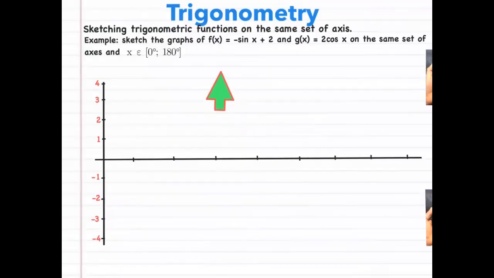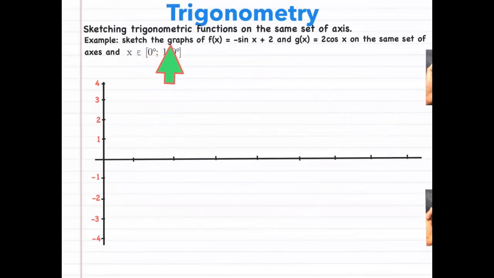Everyone, and welcome back to our next trigonometry lesson. In this lesson we are going to learn how to sketch trigonometric functions on the same set of axes. In our previous lessons we learned how to draw a sine function, a cosine function and a tangent function. Now we are just going to combine them on the same set of axes.